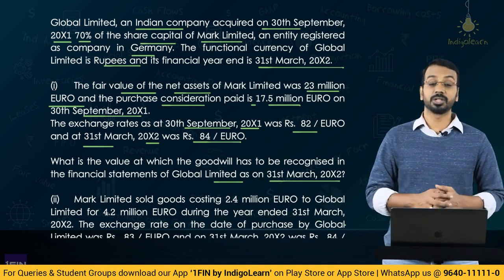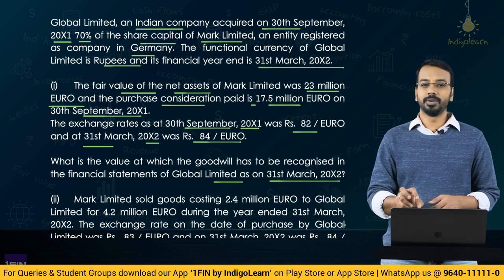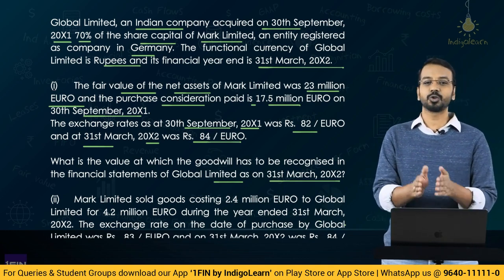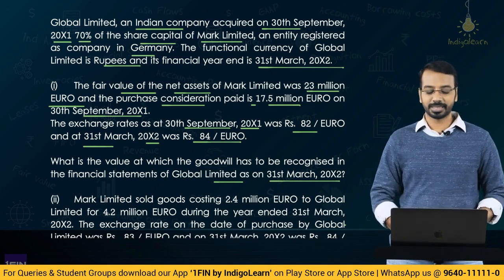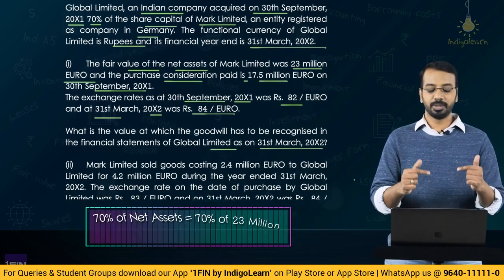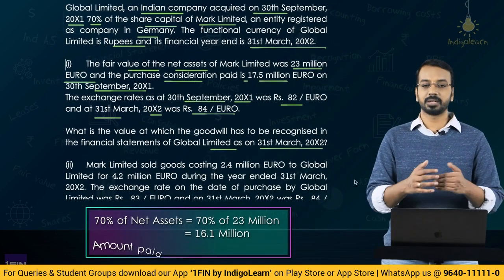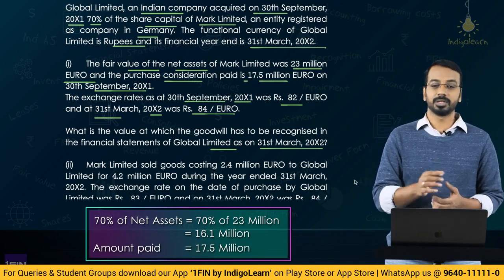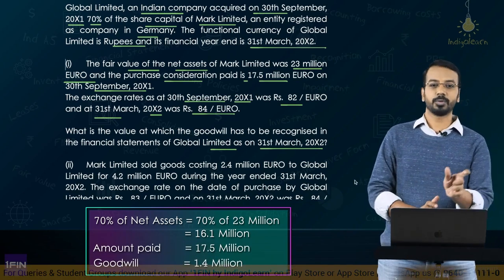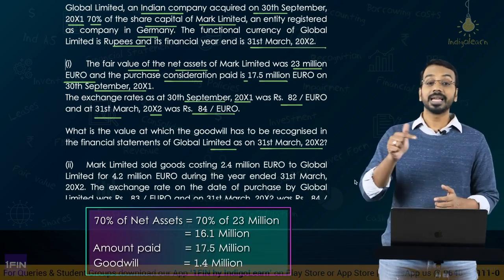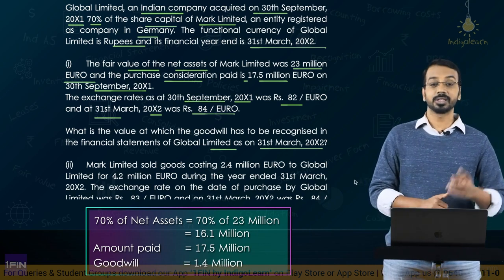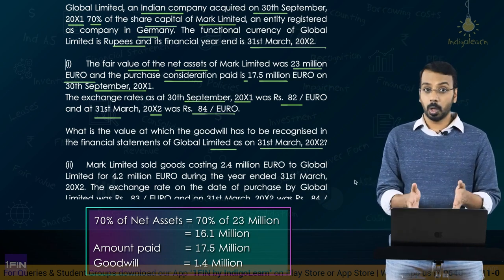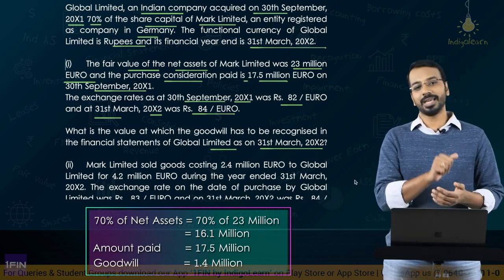Now the key question is how do we compute goodwill? That is one part. The second part is at what exchange rate should we compute the goodwill? Say, for example, you calculate 23 million is the net asset, 70% of that comes to 16.1 million, the amount paid is 17.5 million, the difference is 1.4 million, and 1.4 million is goodwill. Now, when you recognize it in the consolidated financial statements, should we take the exchange rate on the date of acquisition or the closing exchange rate?